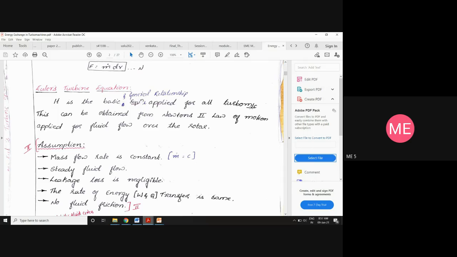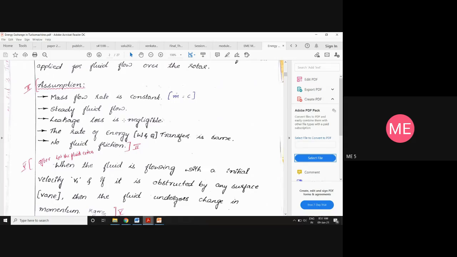This is obtained from Newton's second law of motion, applied for any rotor. These are the assumptions: mass flow rate is constant, steady flow, leakage loss is negligible, and the rate of flow at which the energy transfer takes place, all these are negligible.